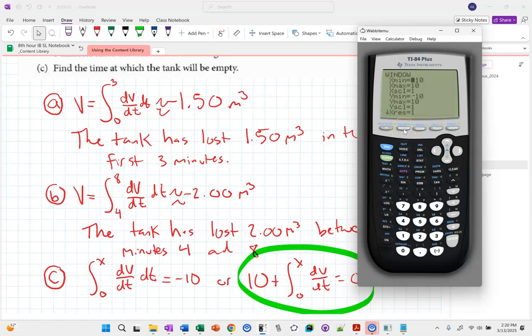Now I'm going to pick my window. Remember, this x is going to be a time, so the x min should probably be 0. From 0 to 3, I lost a cubic meter and a half. Between 4 and 8, I lost another 2 cubic meters. I only have 10 total. I'm going to guess 25. It should be empty well by then. I just want to make sure I can see the x-intercept, so 25 seems more than sufficient. Now I'll hit graph.